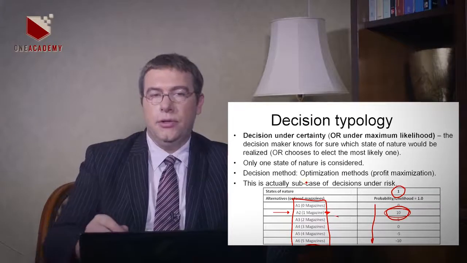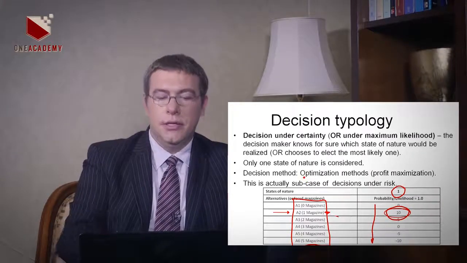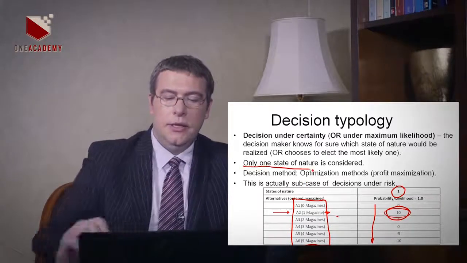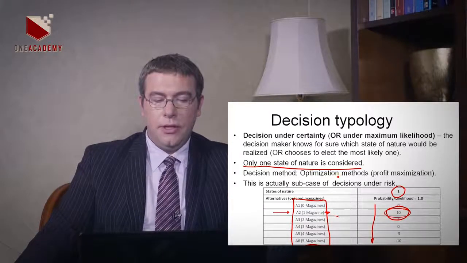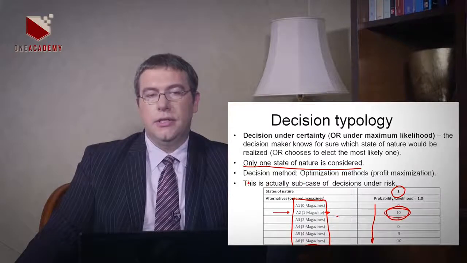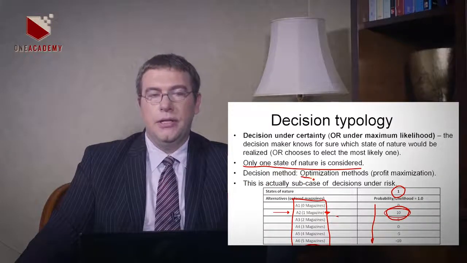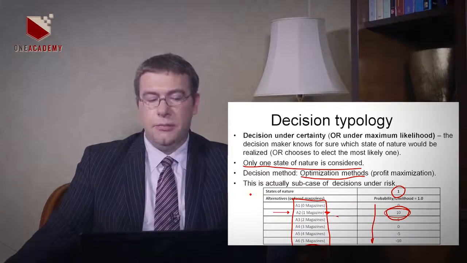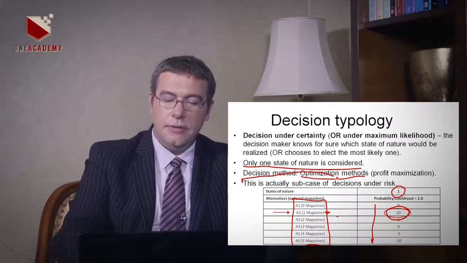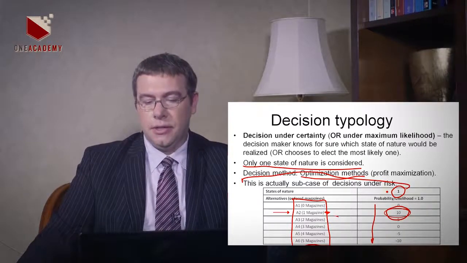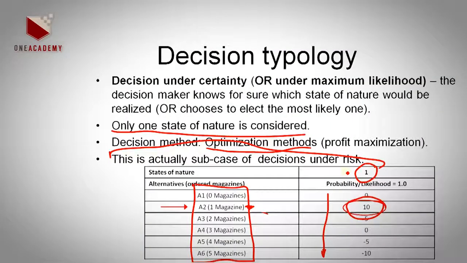What is important here? Under certainty, only 1 state of nature is considered. Second important thing here is what decision methods are used. Typically, they are optimization methods aiming at profit maximization. Basically, this is a subcase of the decision under risk.